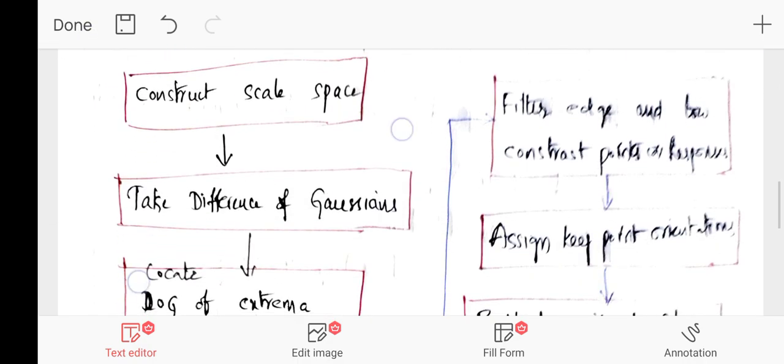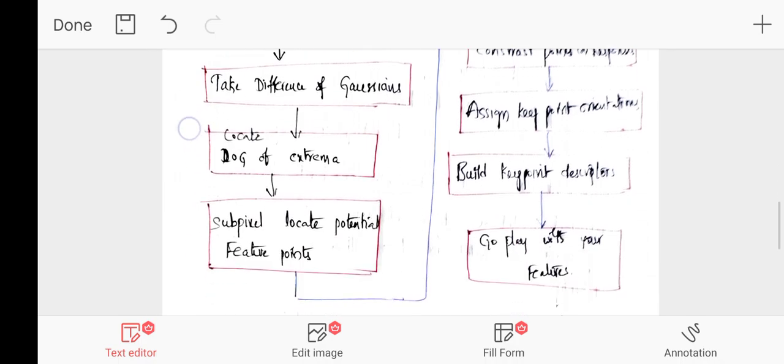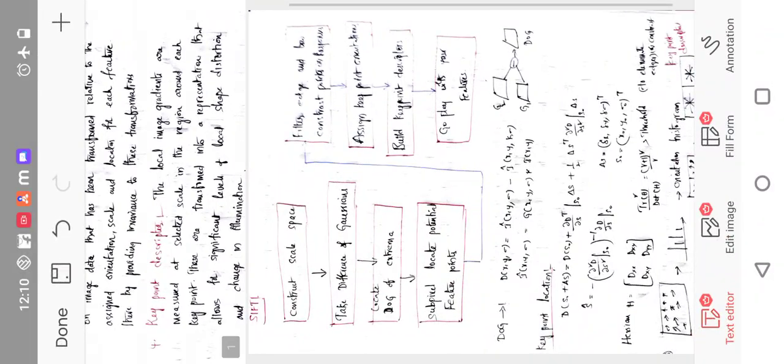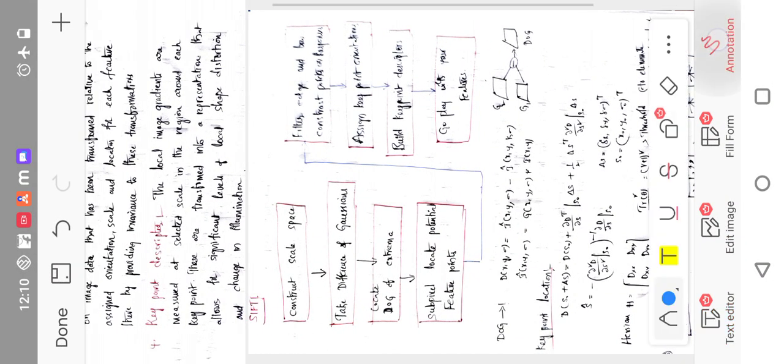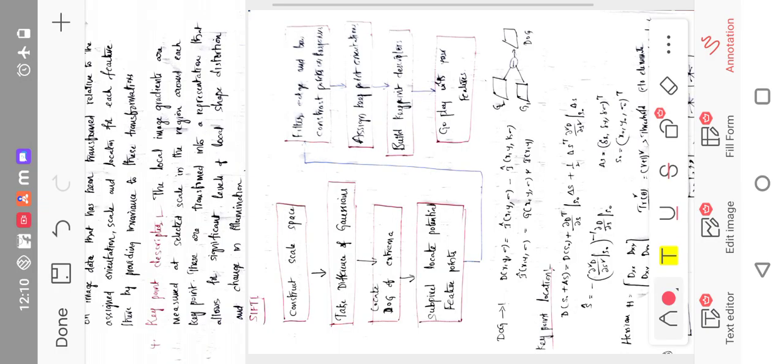The same four steps can be represented in the form of a small block diagram, like a flowchart. I think it is visible, right? The first step is to construct the scale space by using the DoG.